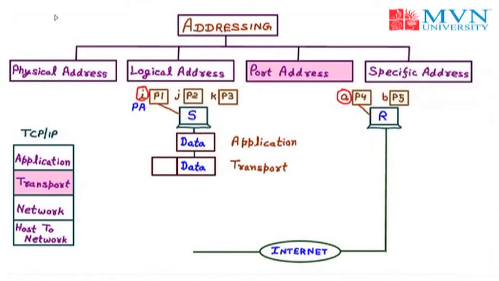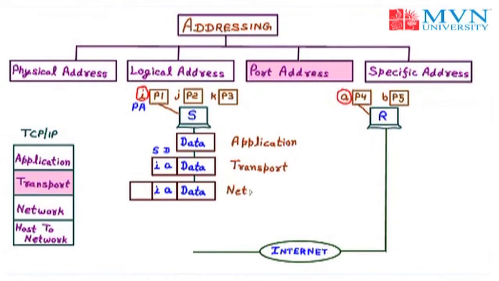The source port address is I, and then we have the destination port address, that is A. So here the source port address comes first, then after that we have the destination port address. Now the complete packet will come to the network layer. In the network layer we will add the further logical address to the data packet.